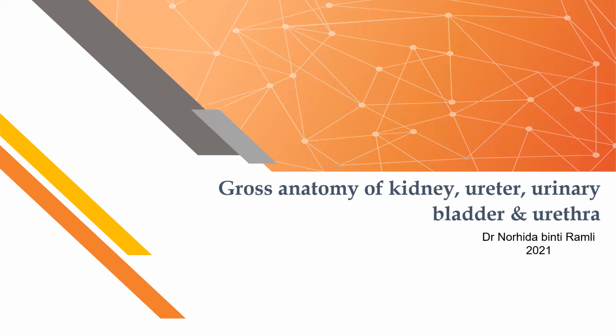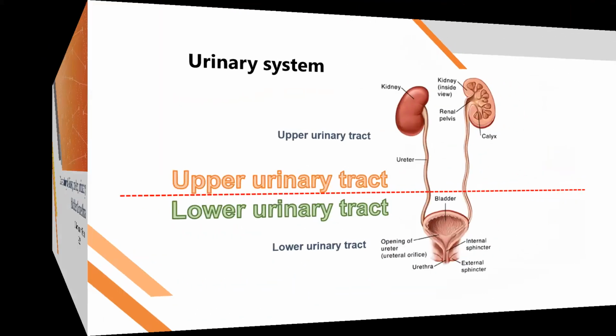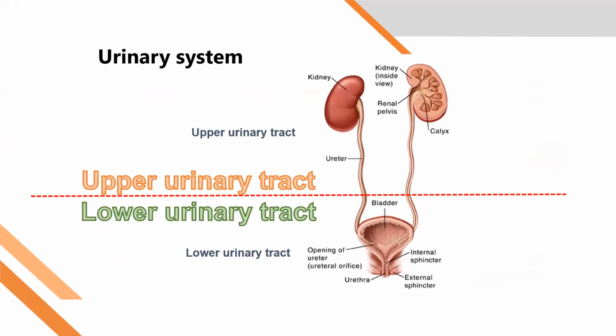Okay, this lecture will be related to gross anatomy of the kidney, ureter, urinary bladder, and urethra. Before we start with all the components of the urinary system, it can basically be divided into the upper urinary tract and the lower urinary tract.